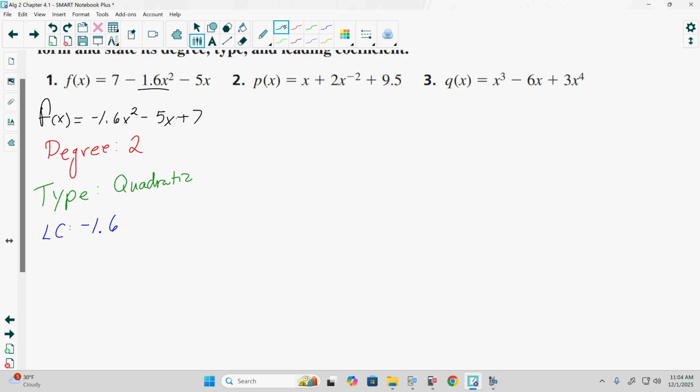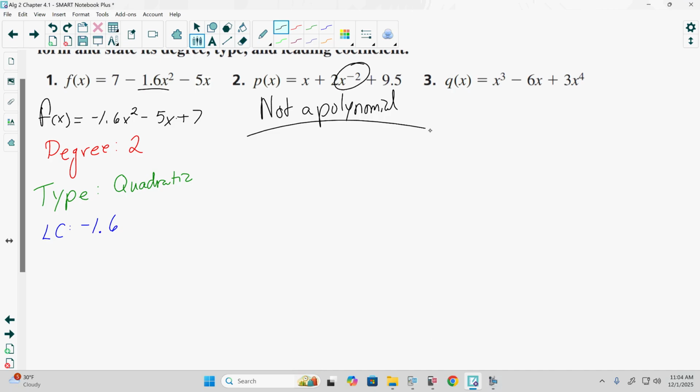Let's look at problem number 2. P of x equals x plus 2x to the negative 2 plus 9.5. Nope, not a polynomial function because of the negative 2. We can't have x to the negative 2. We cannot have a negative exponent attached to a variable.